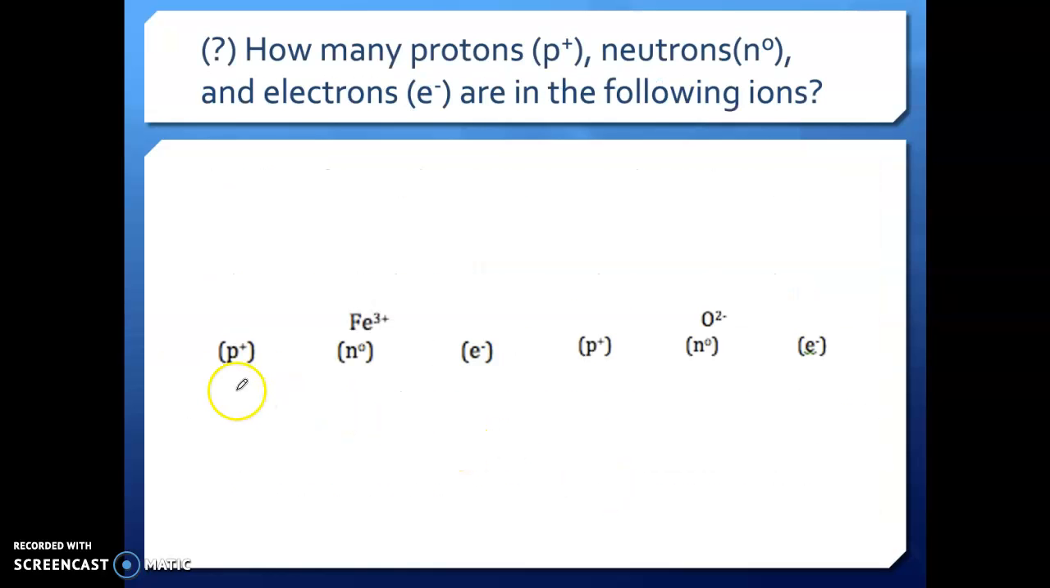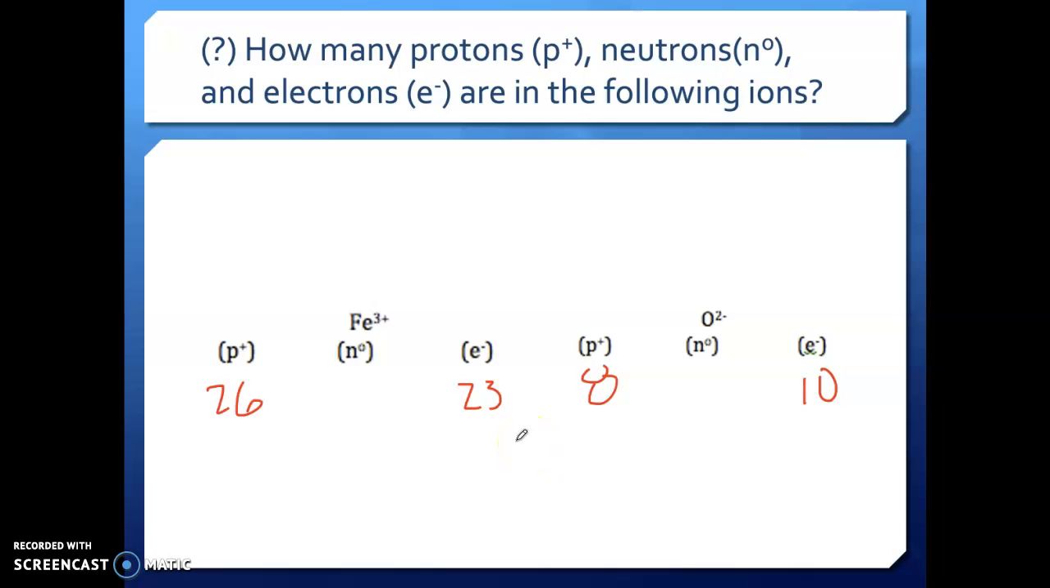So here, protons, I have to find iron. Iron has 26 protons. Okay. And oxygen has 8. Electrons is the same, except here I lost 3. So that gives me 23. Oxygen is 8, except it gains 2. Remember, electrons are negatively charged. You got to do the opposite, so that's 10.